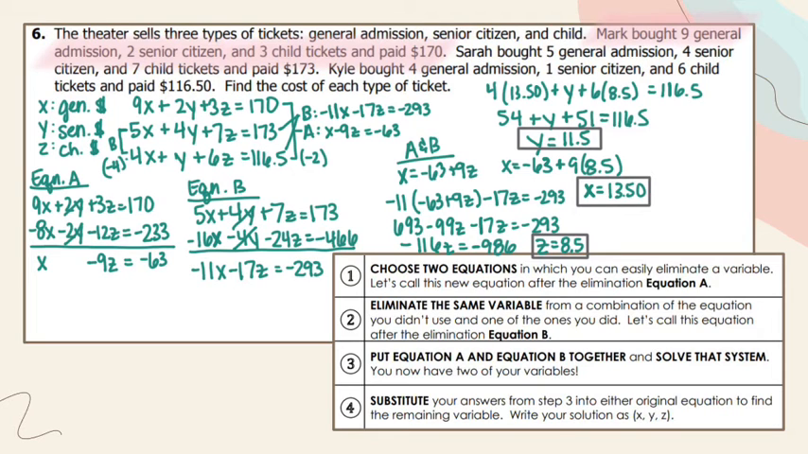So our final answer should be written as, it wants to know, find the cost of each type of ticket. So we should put general admission cost, that was our X value. So that's $13.50. Senior admission was our Y value. That's $11.50. And finally, children admission was Z, so $8.50. So that's our final answer written like this, because in this one, they actually have values. They're not just like an ordered pair like they were in the last one.